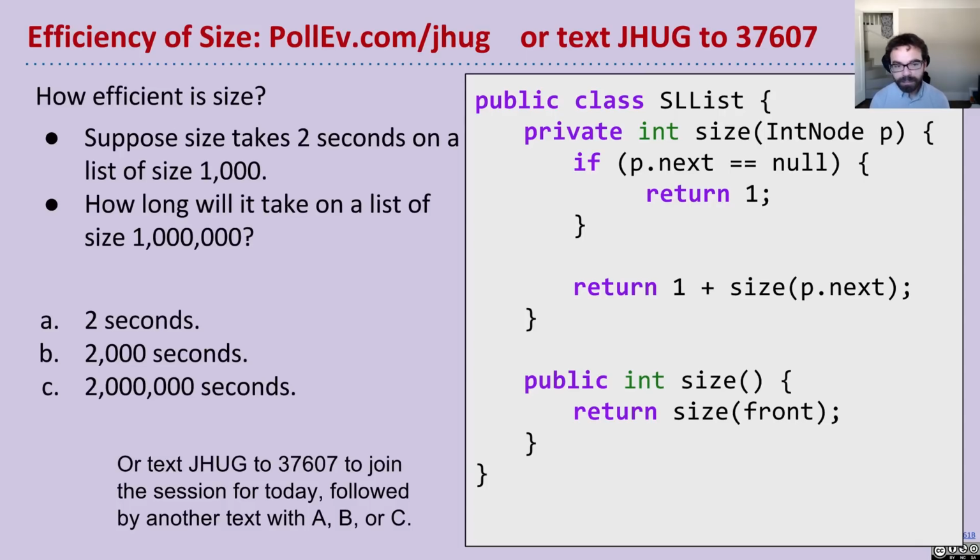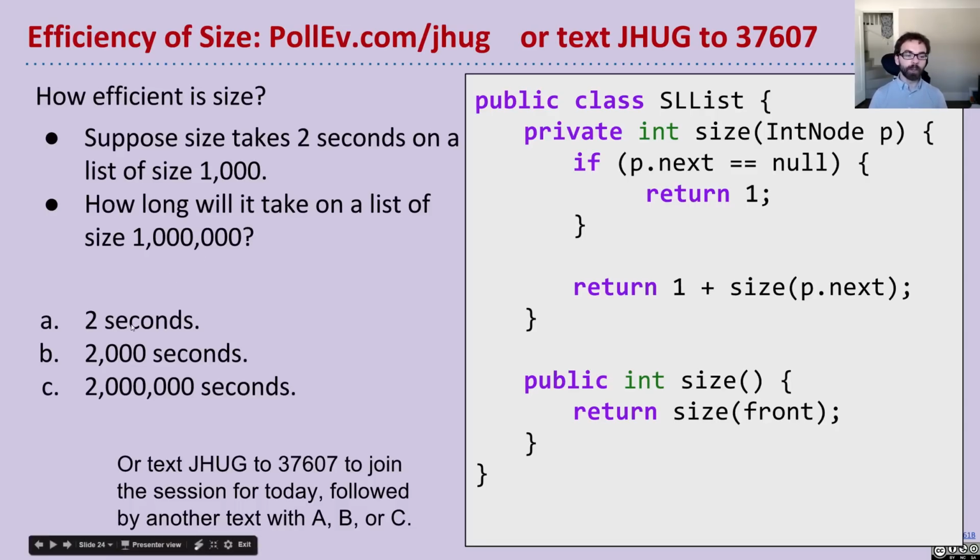Well, to bring this to the forefront and make you think about it in the following way. Let's suppose size takes 2 seconds to process a list of size 1000. That is, size, which steps through the list one item at a time until it finally reaches the end, is going to take 2 seconds. Now, you don't really know exactly how a computer works, but just using your intuition, how long do you think it will take on a list of size 1,000,000? So ponder that for a moment.